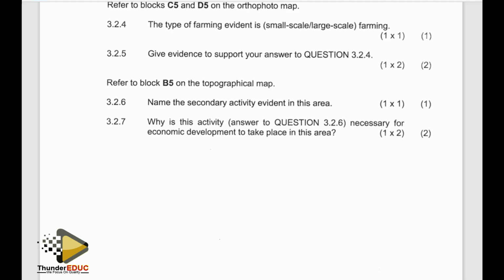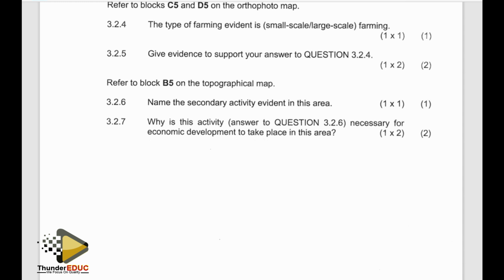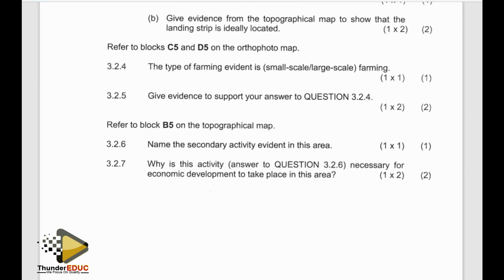Name the secondary activity evident in this area, right? For the same reason, again, you need to differentiate between secondary activities and primary activities. Secondary activities, we are looking at mainly manufacturing activities. Those are secondary activities where we are now dealing with value addition of the primary product. We have primary products from the primary sector. For example, a crop produce is part of a primary production. We do farming, we produce the crops.